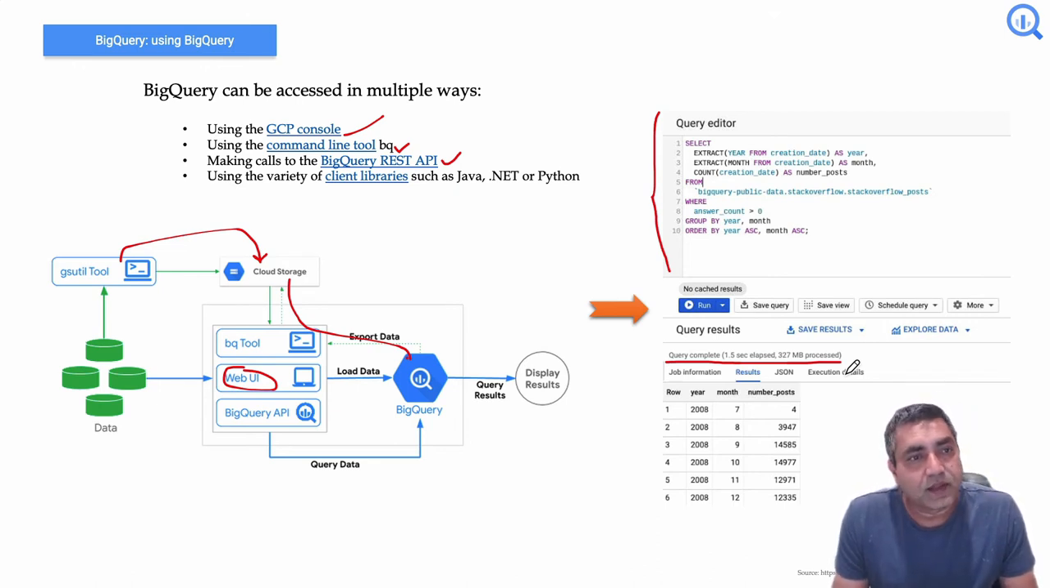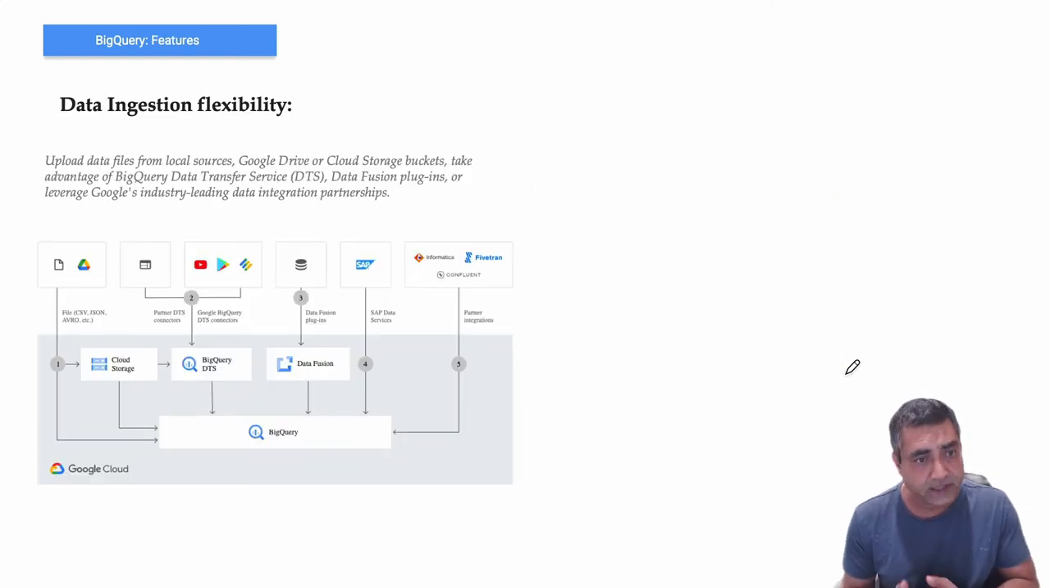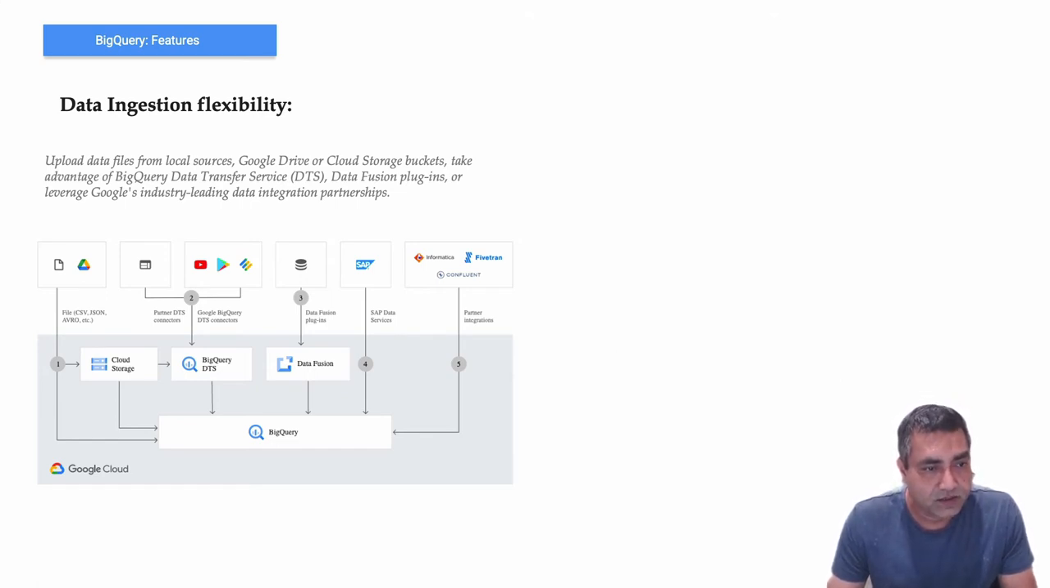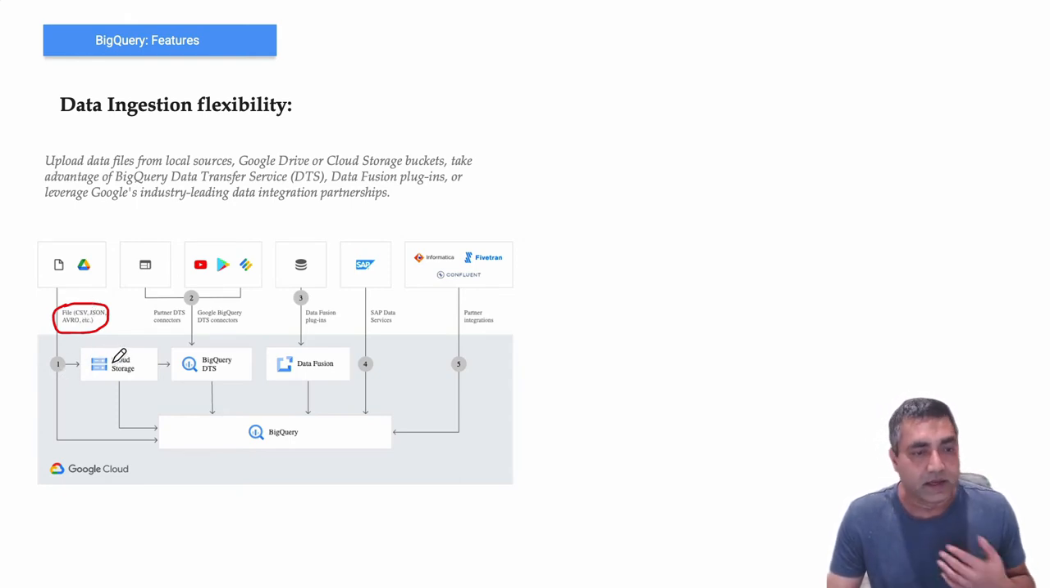With that, let's look at the different ways you can bring data into BigQuery. There are many different ways. For file, CSV, JSON, or Avro kind of data, in the process we looked at, you pull that data into cloud storage using the gsutil command or any of the client libraries, and then from cloud storage, you push it to BigQuery using the bq command.